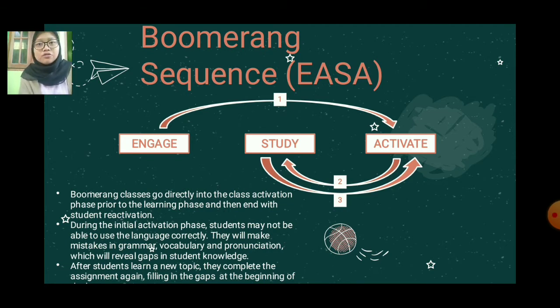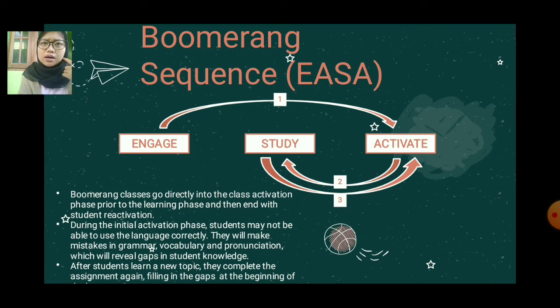Jadi untuk contohnya kita akan jelaskan di kelas biar durasinya nggak terlalu lama, soalnya materinya banyak. The boomerang classes go directly into the class activation phase prior to the learning phase, and then end with students reactivation. Nah, during the initial activation phase, students may not be able to use the language correctly. They will make mistakes in grammar, vocabulary, or pronunciation, which will reveal gaps in students' knowledge.